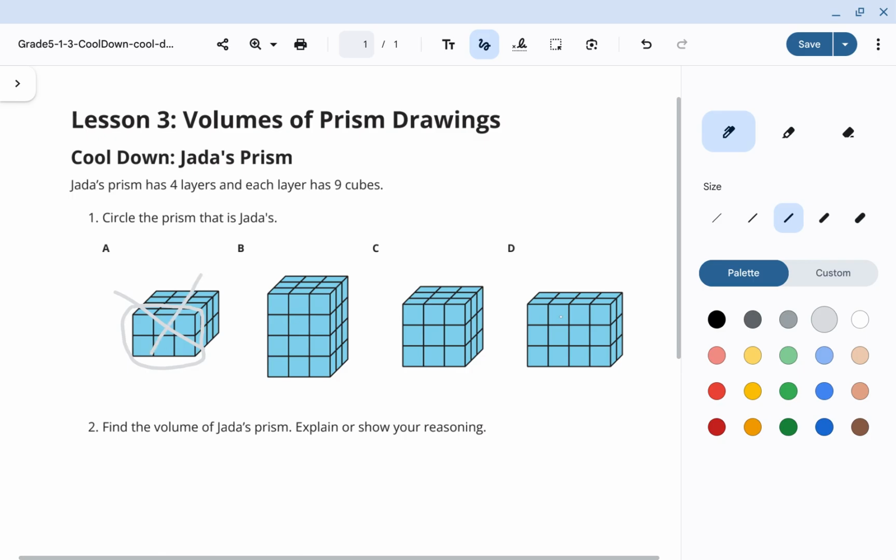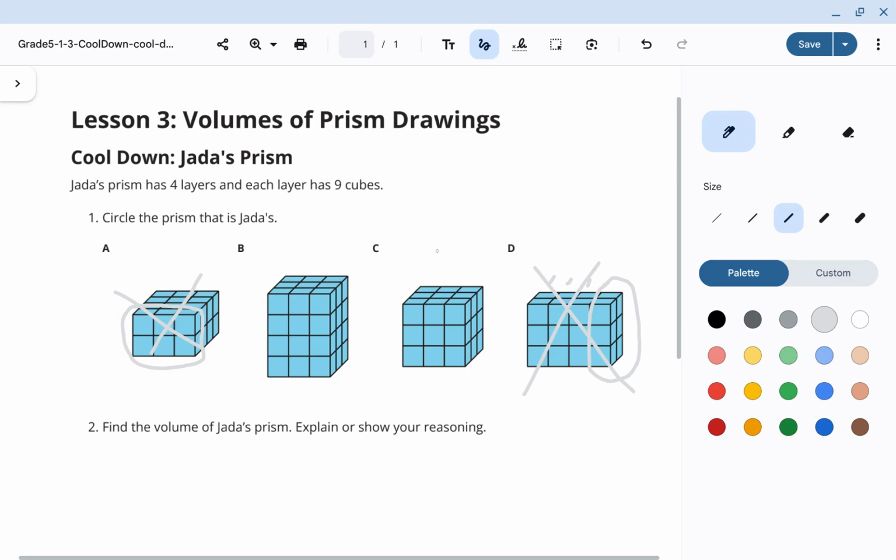Now let's go all the way over to the other side. We've done prism A. Let's go over and do prism D. In prism D, I can also see this as having vertical layers, right? This could be 1 layer. Then I could have layer 2 and 3 and 4. But just like prism A, prism D also is going to have 6 cubes in each layer. So this is not Jada's prism.